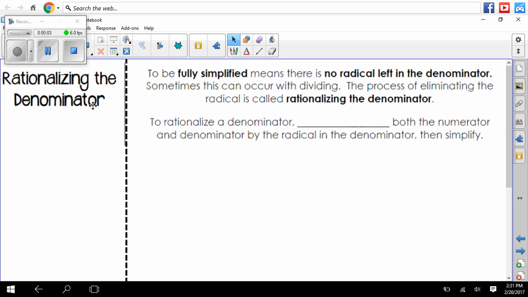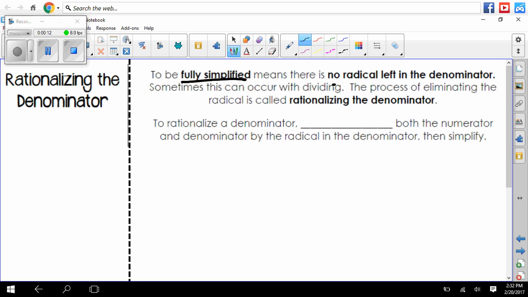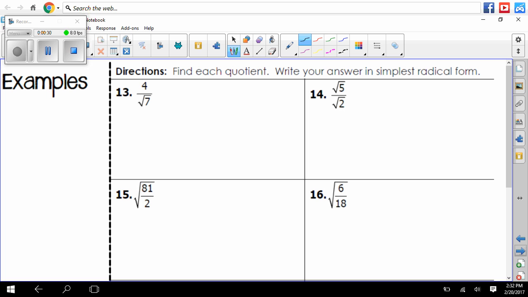As we finish up rationalizing the denominator, this is the last part of our simplifying radical expressions. We're going to be fully simplified, with no radical left in the denominator, and that's called rationalizing the denominator. So to rationalize the denominator, we have to multiply both the numerator and the denominator by the radical in the denominator, and then we get to simplify. Let's try some examples. Find each, and write your answer in simplest radical form.